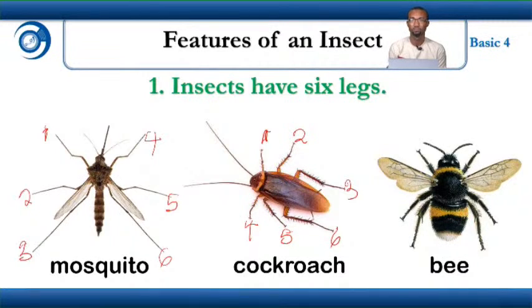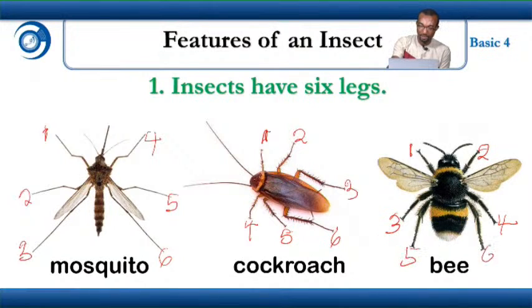The bee. Let's see if the bee also has 6 legs. We have 1 here, we have 2 here, we have 3 here, we have 4, 5, and then 6. So the first feature of an insect is that insects have 6 legs. All the 3 insects that you see on the screen, we have counted, and they are all having 6 legs.